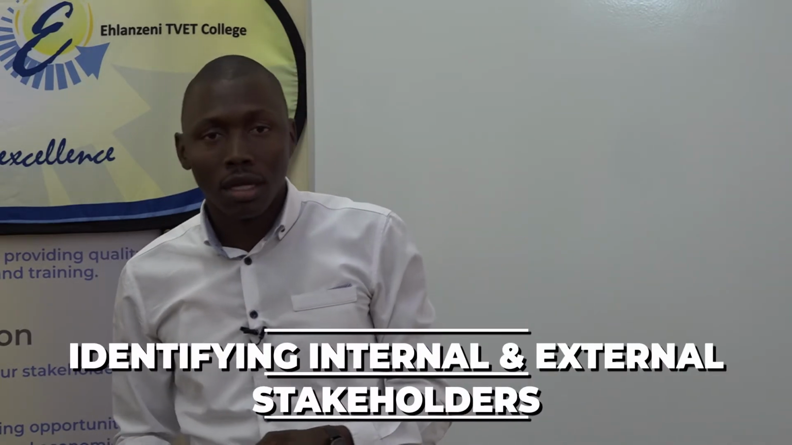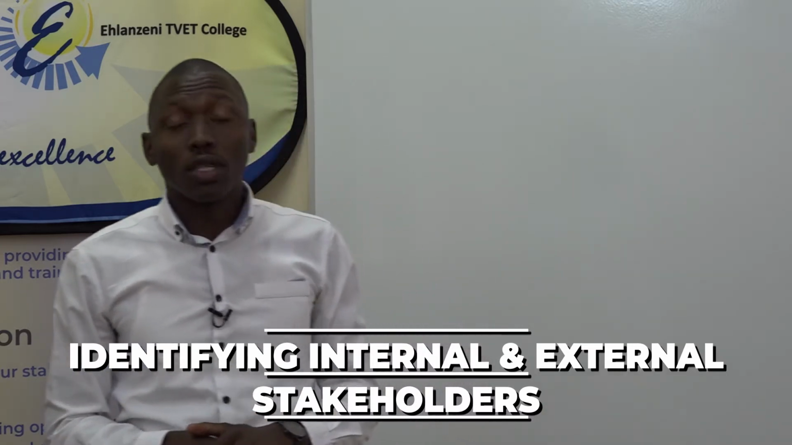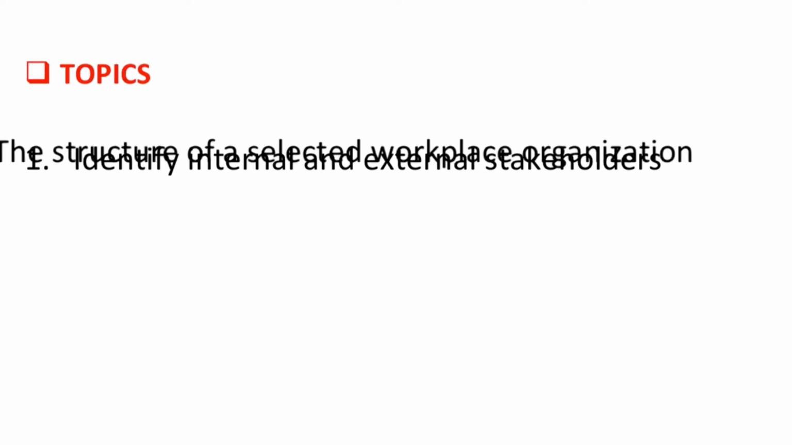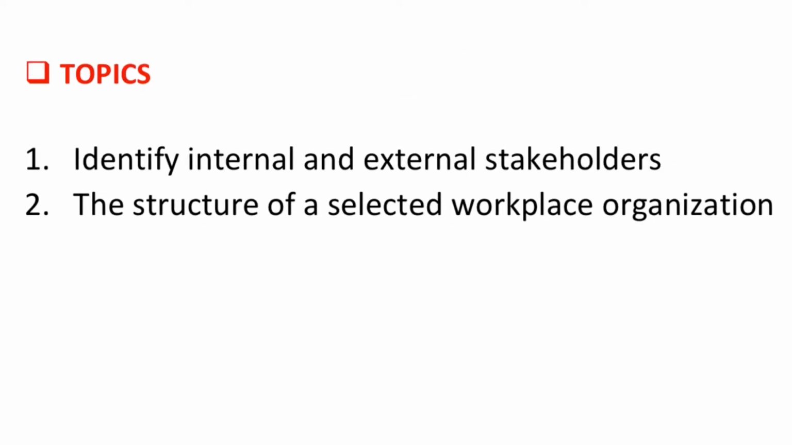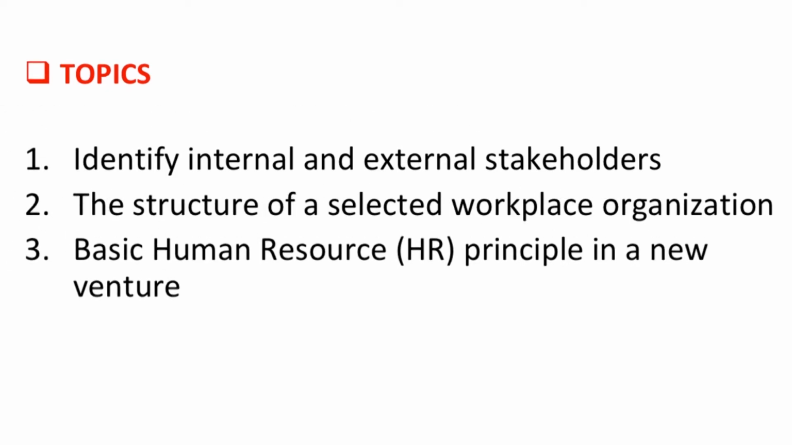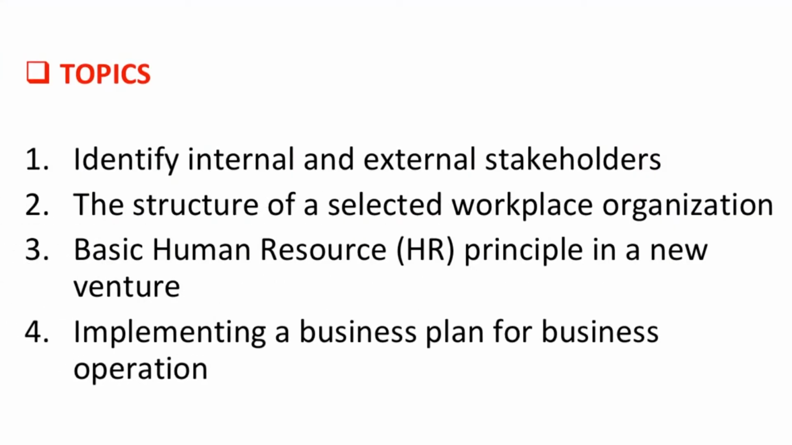Today I will be assisting you with New Venture Creation Level 3. It consists of four topics. The first topic is identify internal and external stakeholders. The second module is the selected structure of a workplace or organization. The third module is the basic human resource principle in the new venture, though on the syllabus it says basic HR principle in the new venture. Then the last topic is implementing a business plan for a business operation.